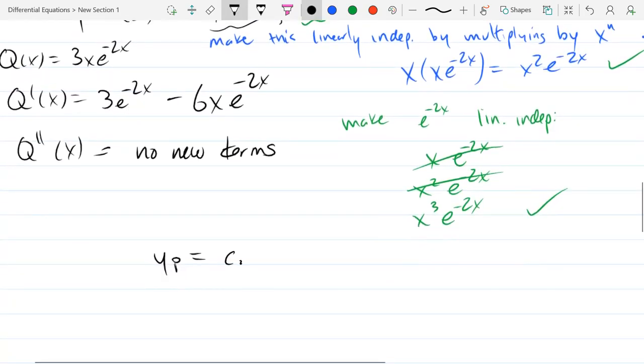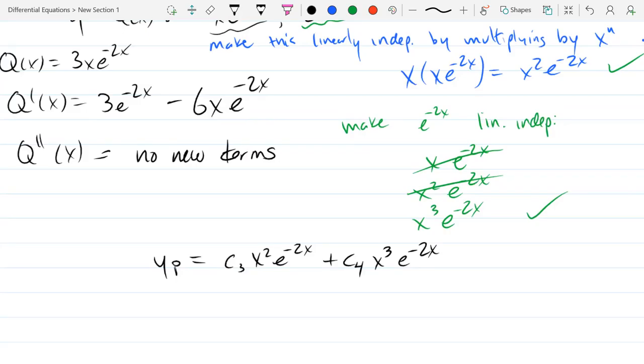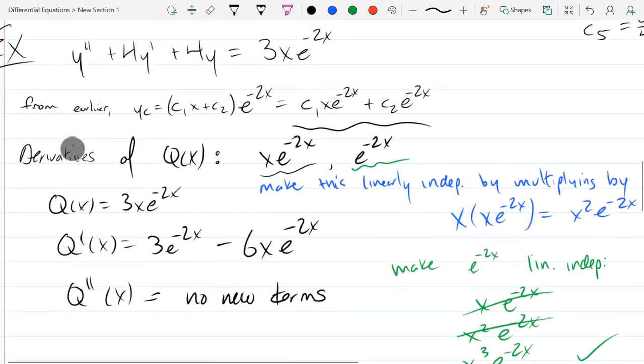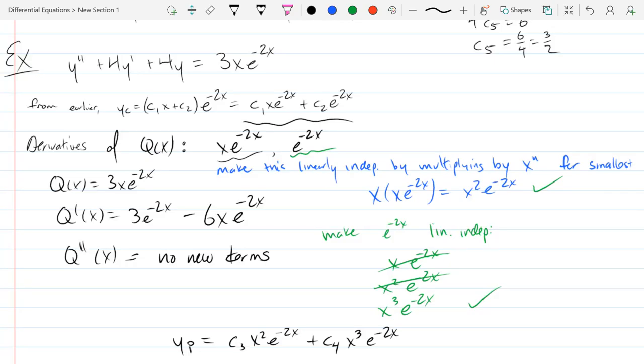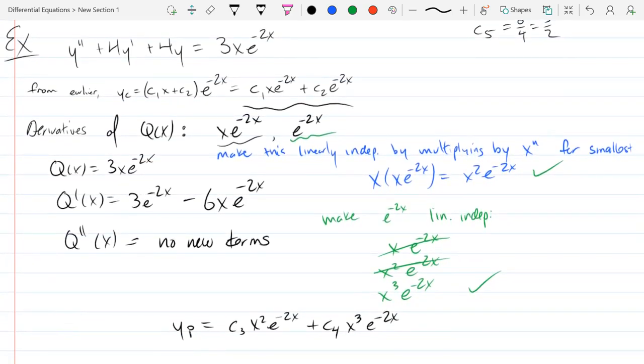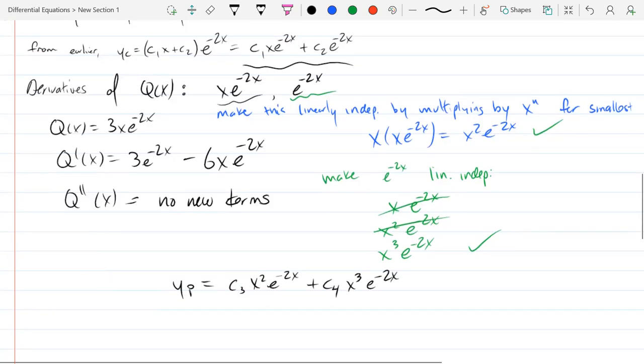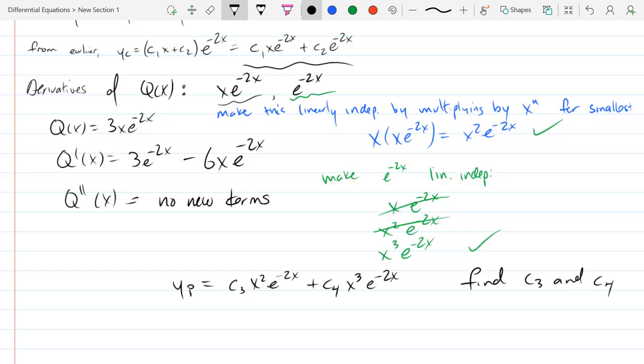So now we get to write these together. So y_p is, we already used c1, c2, so we're going to use c3 x squared e^(-2x) plus c4 x cubed e^(-2x). And whenever you find a particular solution, you need to actually figure out your constants. So what we're going to do is plug this back into the original right there at the top of the screen. So I need to take the first derivative, second derivative, plug it in, and figure out the c3 and c4. So I want you to do that right now. So take two derivatives and figure out c3 and c4.